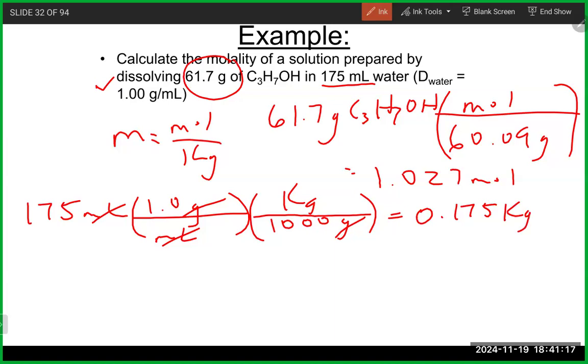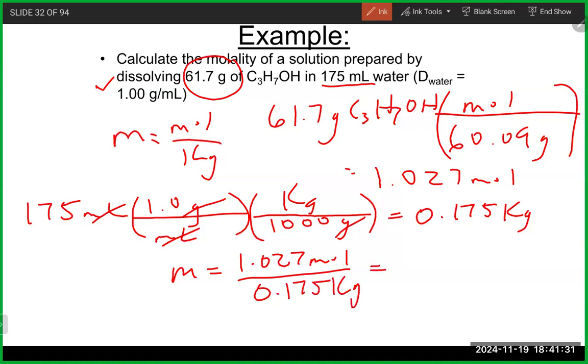And now we have everything that we need to calculate the molality. So our molality here is 1.027 moles divided by 0.175 kilograms. That's going to get us a molality of 5.87, we'll call it. Now, molality is much like molarity in terms of units. You can either leave it as moles per kilogram, or you can just use the little m.